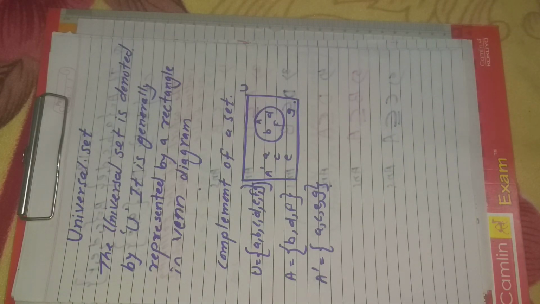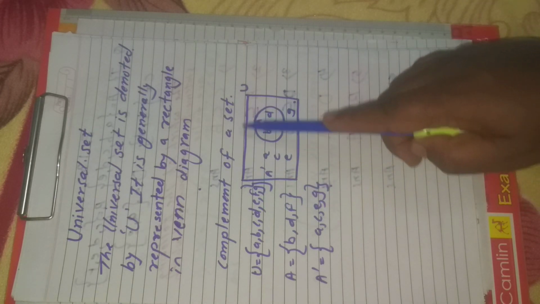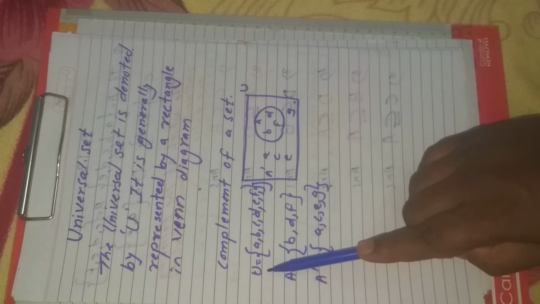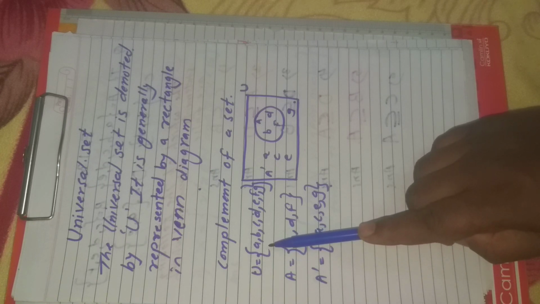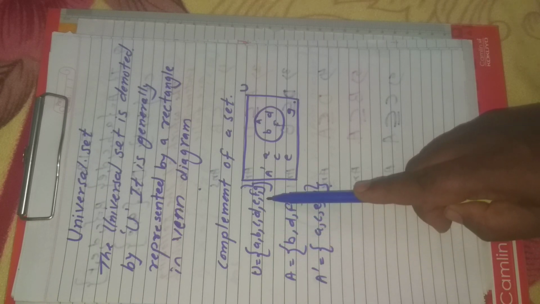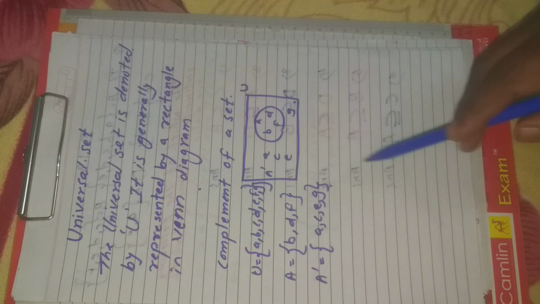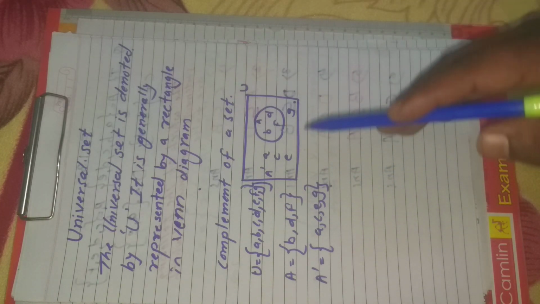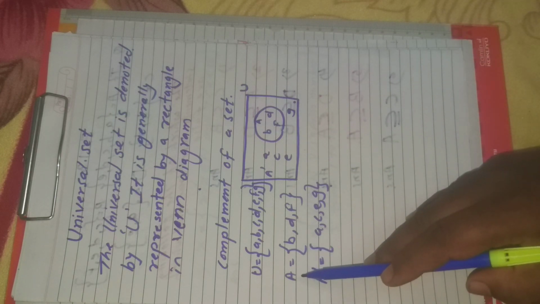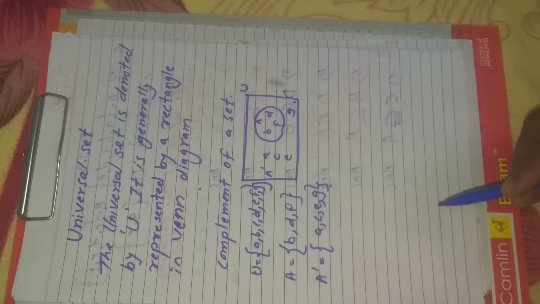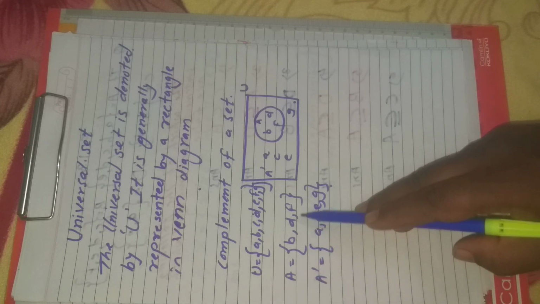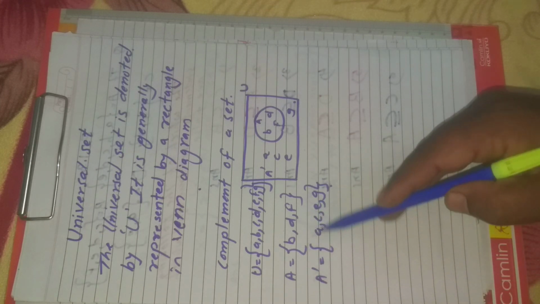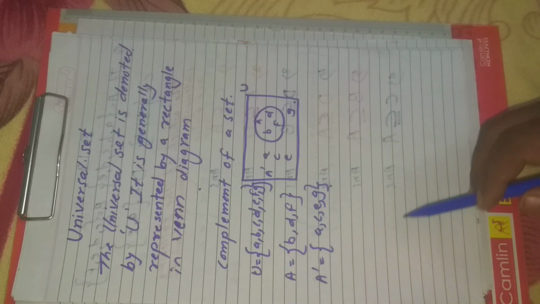Now we have to understand the complement of a set. We already understood what a subset is. Complement of the set: the universal set represented by U is equal to, in curly brackets, A, B, C, D, E, F and G. Inside the universal set, set A is present and set A dash is present. Set A contains B, D, F and A dash contains all the remaining elements from the universal set.